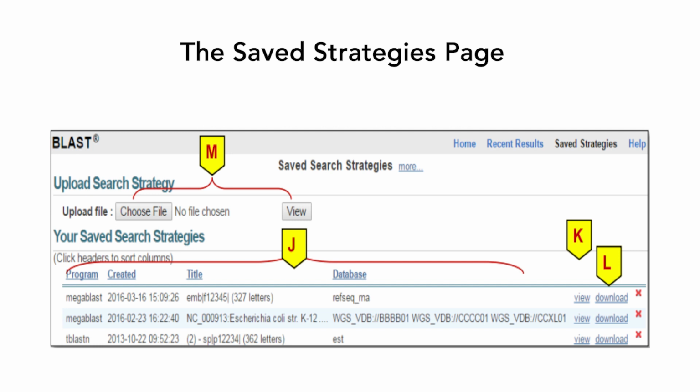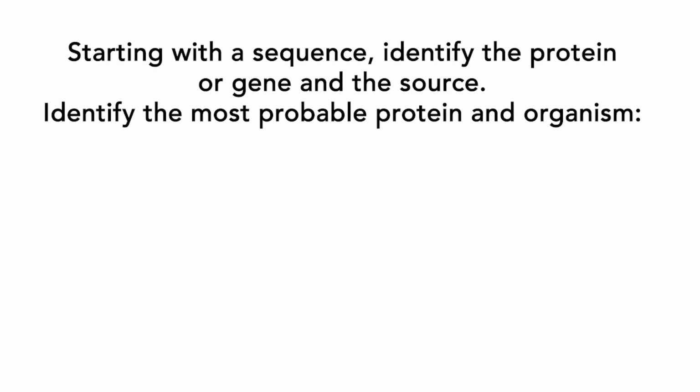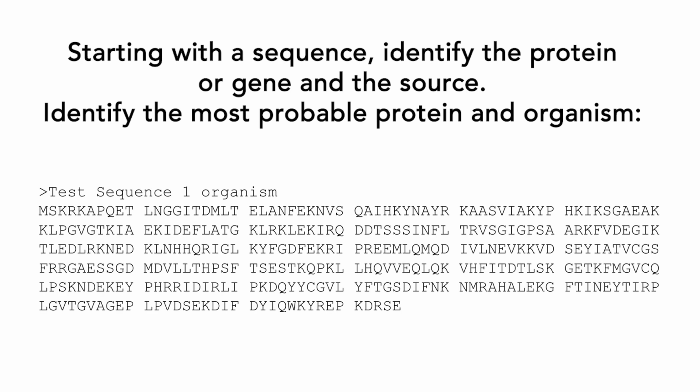Here we are going to take one problem to use this BLAST. The problem is how do we identify an unknown protein sequence. So students, you can take this objective: starting with a sequence, identify the protein or gene and the source. Here one test sequence has been taken, which is a protein sequence; identify the most probable protein and organism for this sequence. How can we perform this experiment, which can be seen?